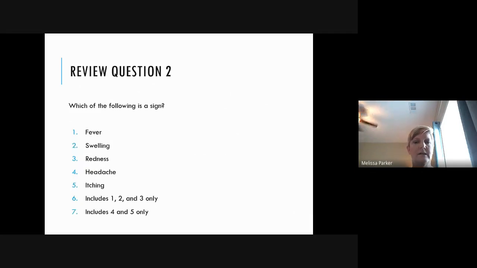So which of the following is a sign? A fever, can I measure that? Swelling, can I measure that? Redness, can I see that or assess it? A headache, can I assess that on a patient? Or itching? So the answer would be 1, 2, and 3. I can't feel the patient's headache to assess it, and itching is a symptom. A rash is a sign, okay?